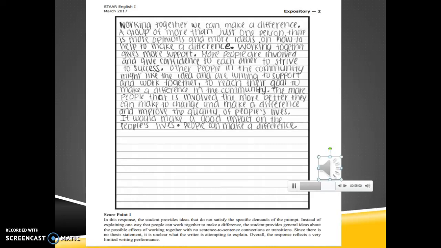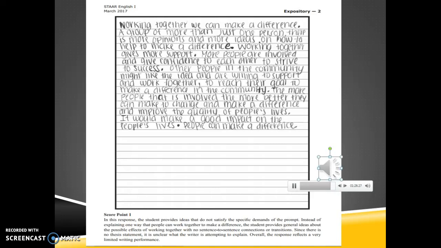I'm not sure if you've understood anything about that, but reading it was hard. So that's the first issue. The state says that there are no specific demands of the prompt, there's no answer, there's no sentence-to-sentence connections, no transitions, there's no thesis. We don't understand what this writer is attempting to do. It's a very limited performance.